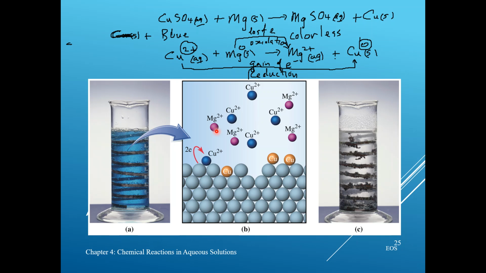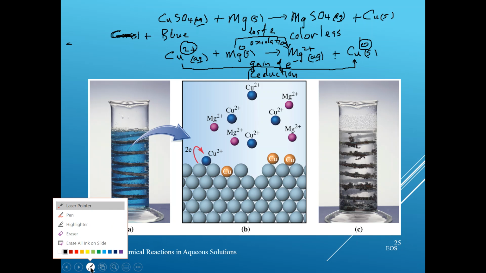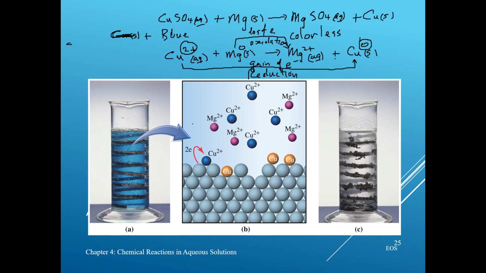Another thing I want to mention, which I probably should have mentioned before, is that in any redox reaction, the number of electrons lost and gained is going to be the same, right? As you can see here, the copper 2+ gained 2 electrons, and the magnesium lost 2 electrons to form the magnesium ion. Okay, so that's what happens in this simple example.